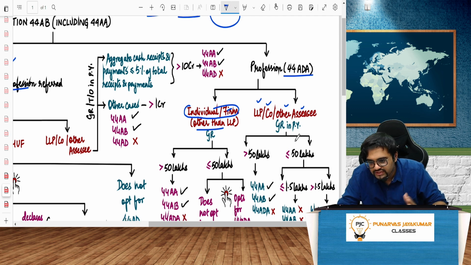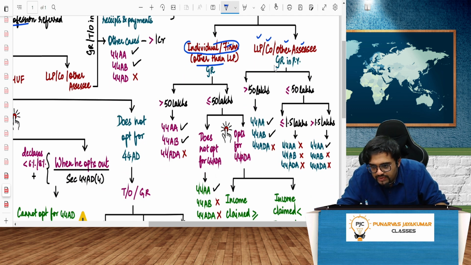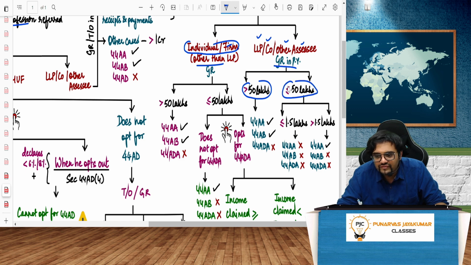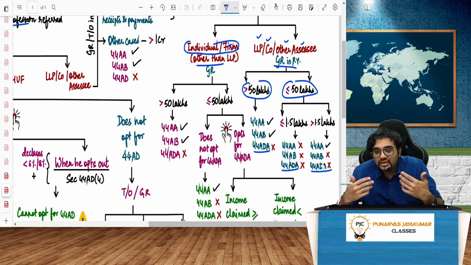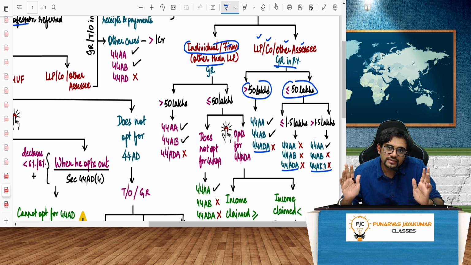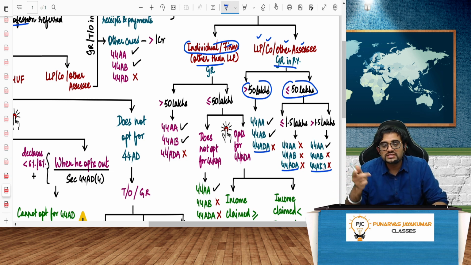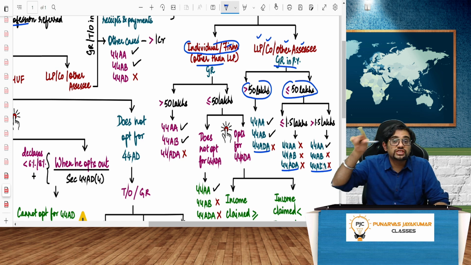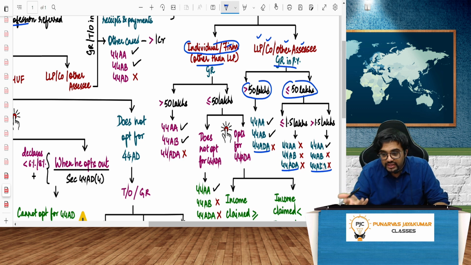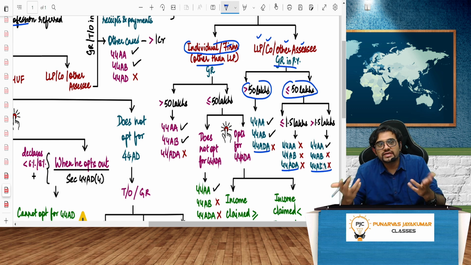Now, let's stick to these others first. Now, if the gross receipts in the previous year are more than 50 lakh, or less than or equal to 50 lakh, I don't care. 44ADA will never come. See here, 44ADA will never come in any case. Why? Because 44ADA is not at all applicable to whom? LLP, company, other SSE. It's not applicable only. Though company, firm, other SSE, individual can all be doing the profession, legal, consulting, film acting, all those things. But the entire section is not applicable to LLP, company, other SSE. So that is immaterial. That's why 44ADA will never come for these cases.